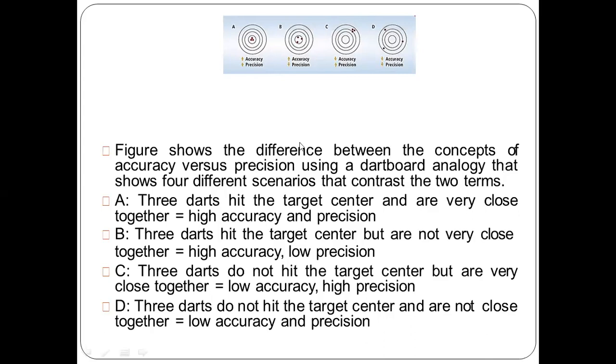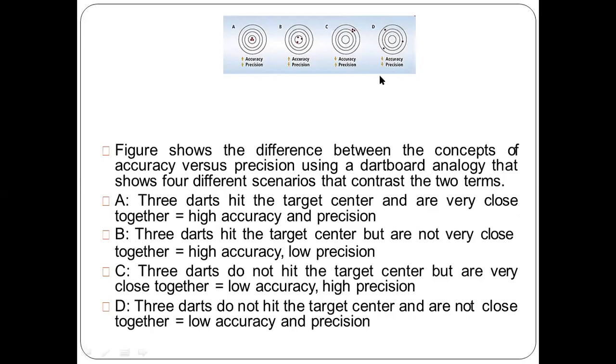In case of C, the three darts do not hit the target center, but they are very close together. In case C, they are not hitting the target, but they are hitting at some place and having very little space between them. So this case is called the highest precision case, but low accuracy.